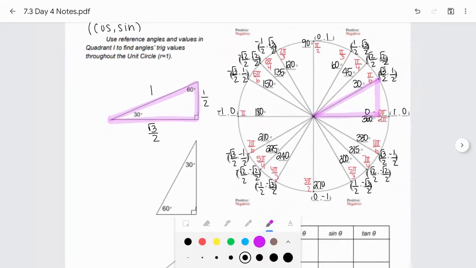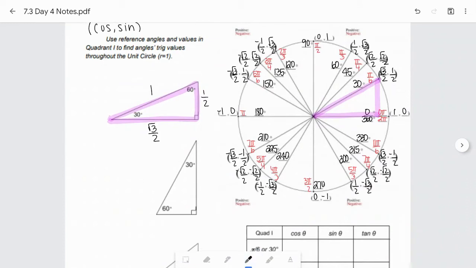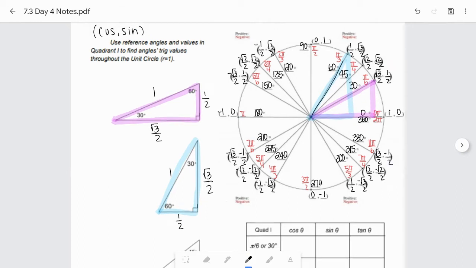Okay, then let's move on to our 60-degree reference angle. So that is right here. Okay, so my x coordinate is going to be 1/2. My y coordinate is root 3 over 2, and my hypotenuse is 1.